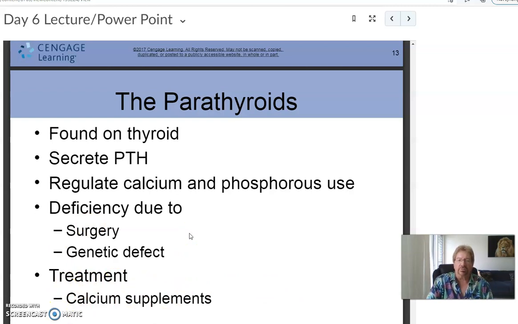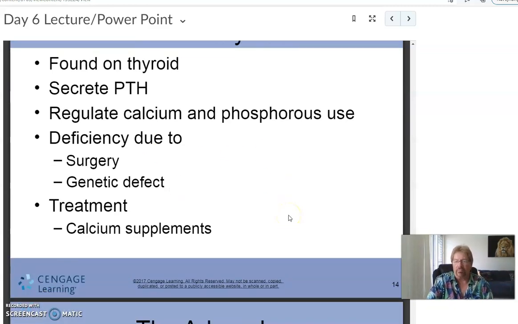Years ago, guys, when they removed a thyroid gland, they accidentally, and they probably still do, some have to, removed some of the parathyroids because they're just little tiny things. They didn't even know about them for a long time.